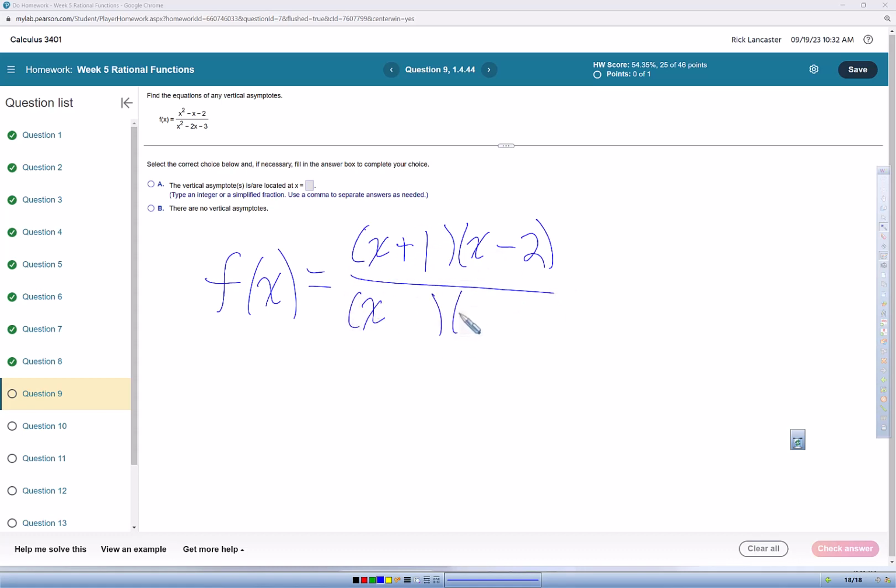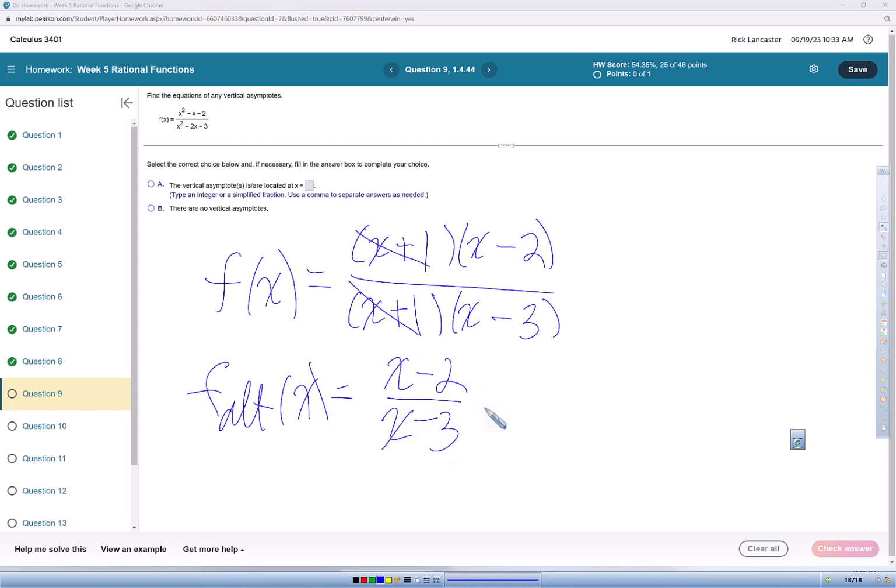And the denominator will do the same thing. I have a negative constant, so I've got to have a plus and a minus, and the negative one has to be bigger. And these two will cancel out, so I get an alternate f of x that is x minus 2 over x minus 3, but x can never be equal to negative 1.